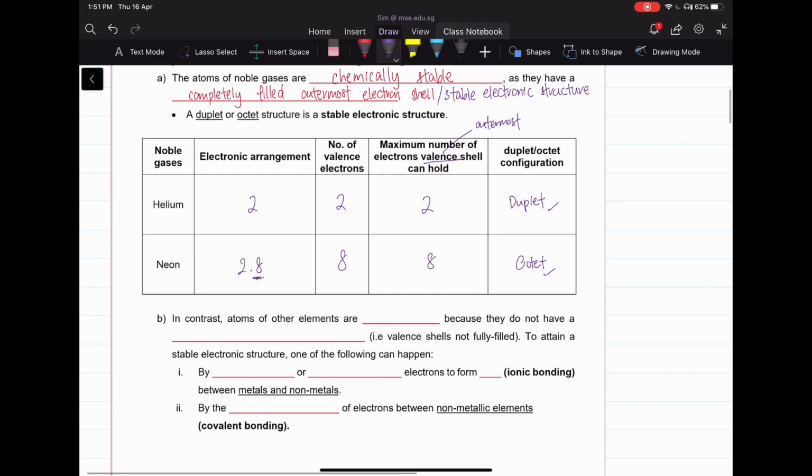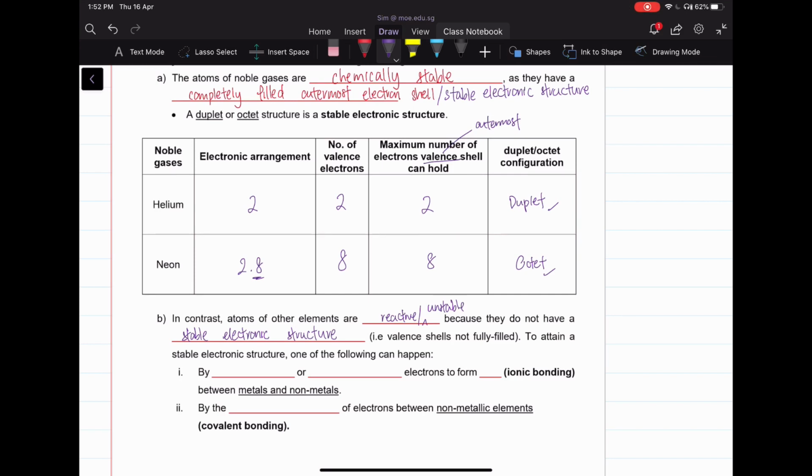But if you compare to other elements, the atoms of other elements are actually reactive. Or basically, they are unstable. Reason being, they do not have a stable electronic structure. So this is the reason why in this part of the revision, we'll be talking about how ions are actually formed. Because once there's no stable electronic structure, every single thing in the world wants to get a stable electronic structure. So what they will do is they will actually go and react.